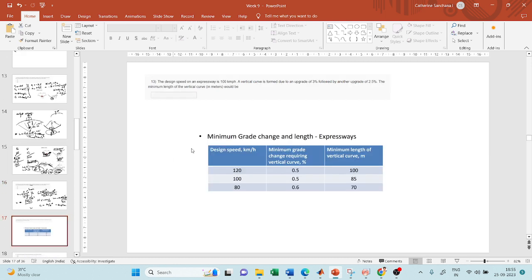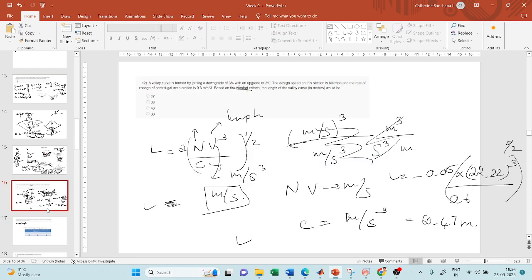Now moving on to the next question. The design speed on an expressway is 100 kilometers per hour. So V is 100. In the earlier question, you can take the answer as 60 point something, 60.47. The correct answer is 60.